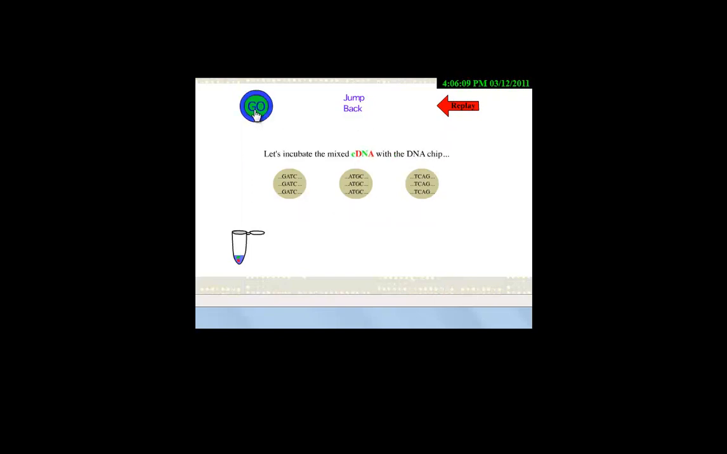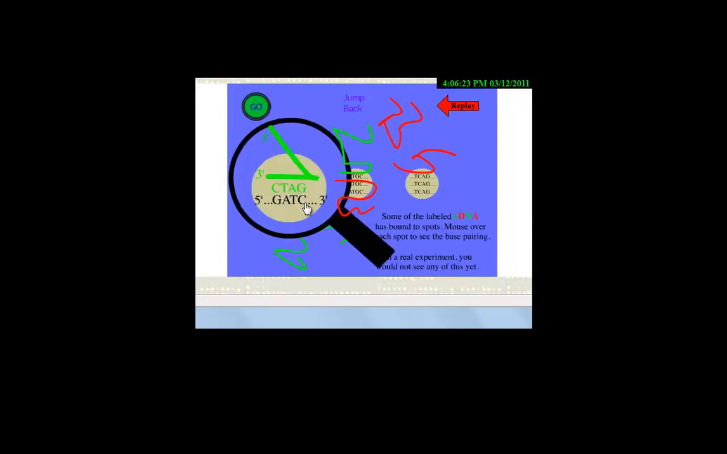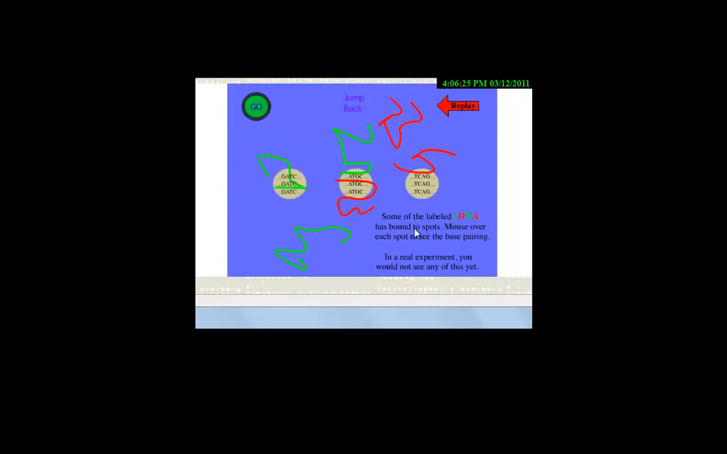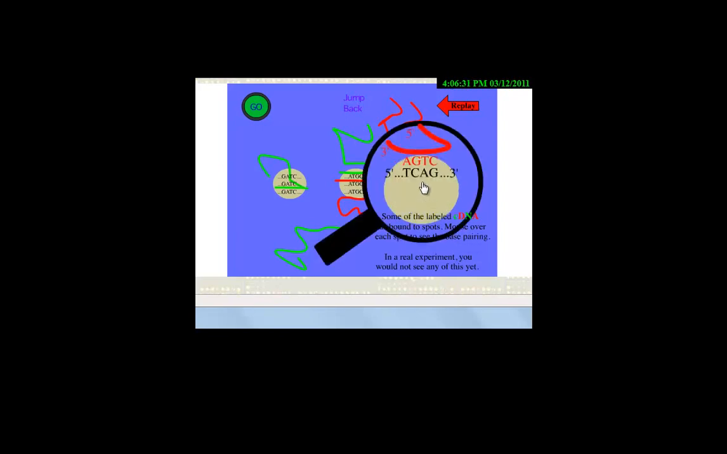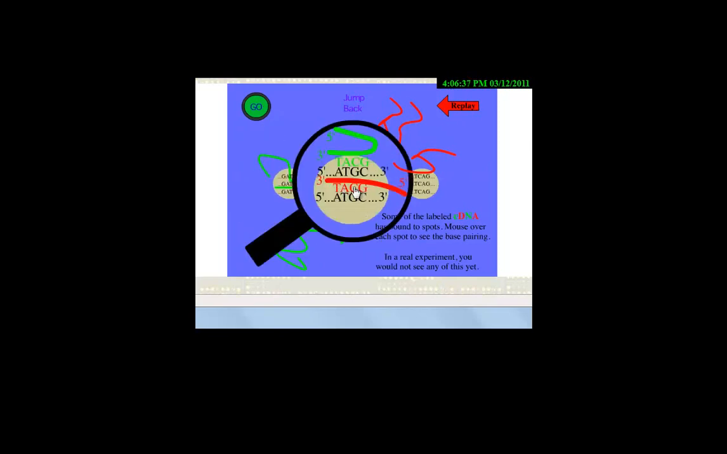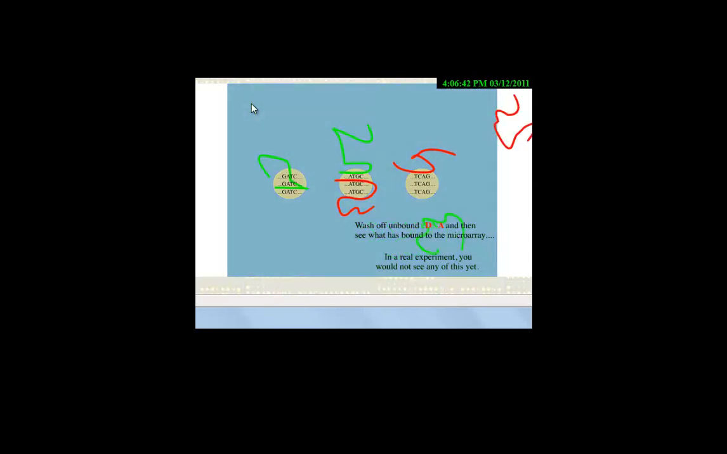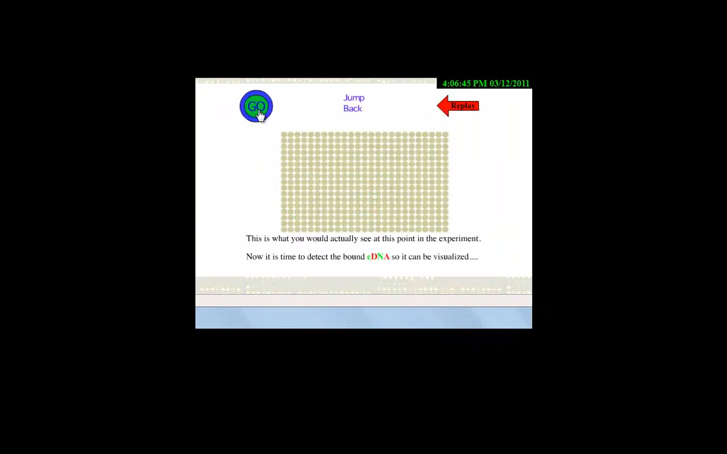Now we are going to add the cDNA samples on a spot with the help of a pipette. It will bind to the probes complementarily. The labeled cDNA has bound to the spot. The magnified image is showing the complementary bonding between the probes and cDNA sample. Wash out the unbound sample. Now what do we actually see in this condition.